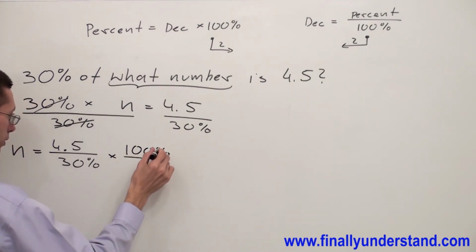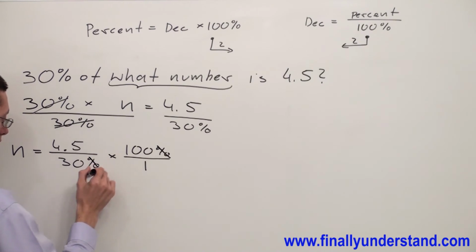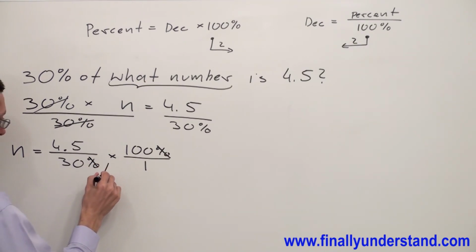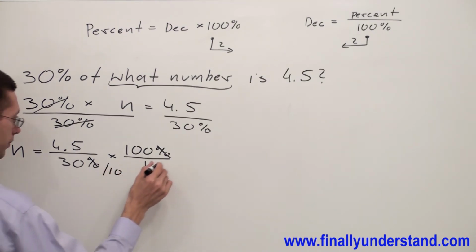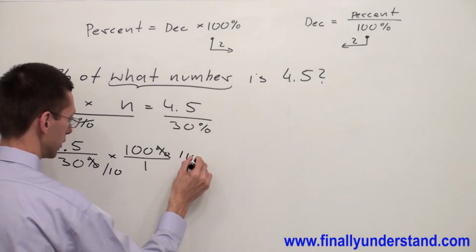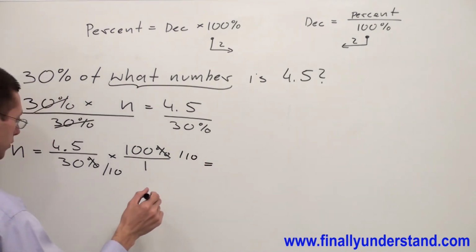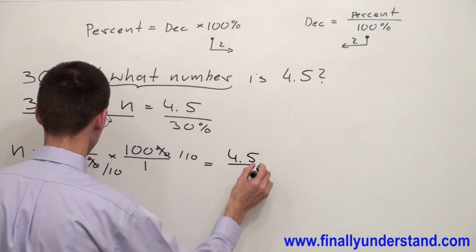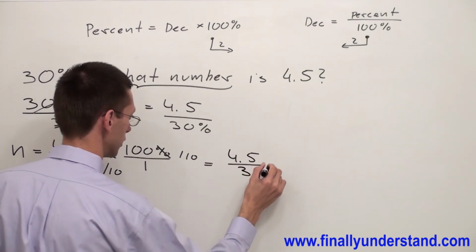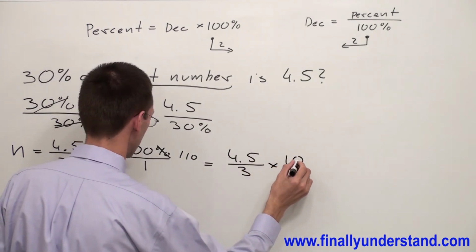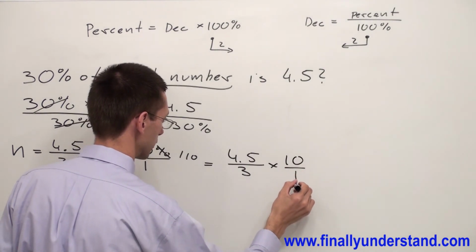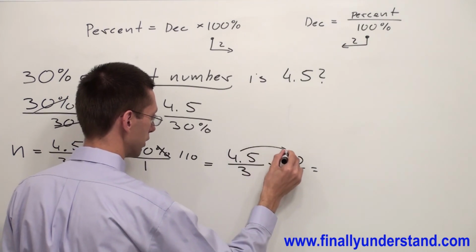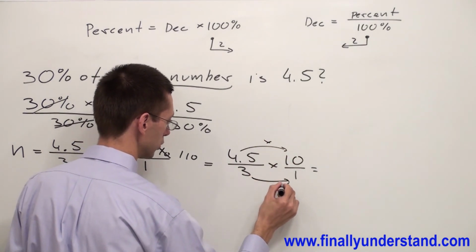Take a look what will happen. Percent and percent will cancel out. Now, 30 and 100, both of them are divisible by 10. By 10. So I'm going to have 4.5 over 3 times 10 over 1. I cannot reduce anything else, so I'm going to multiply numerator by numerator and denominator by the denominator.